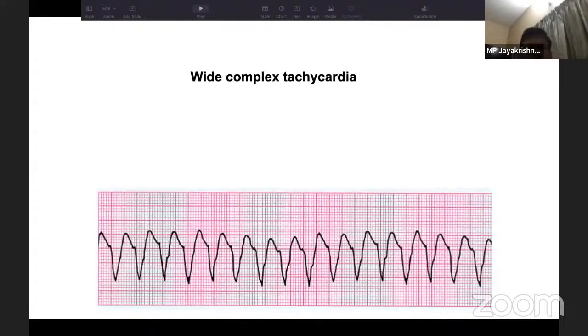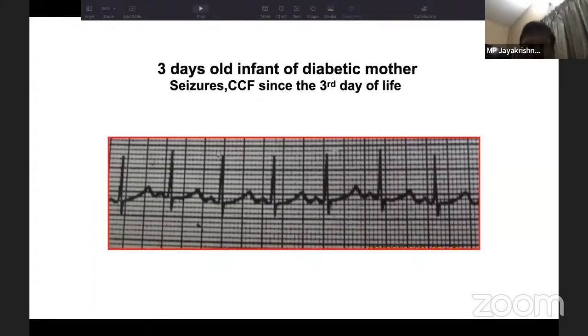So I'm not going into the details of management and all that. This one, a 3-day-old infant of a diabetic mother, presented with seizures. There are many reasons why a baby of a diabetic mother would be having seizures on the third day, and also cardiac failure. So what do you see there?